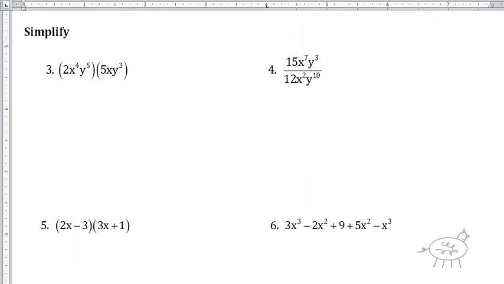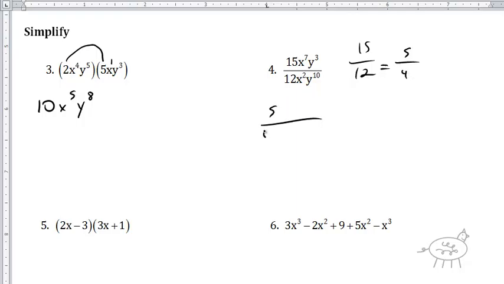This one's simplifying. Remember properties of exponents. When you multiply, you add exponents together. But this guy, make sure it's 2 times 5 is 10. You don't add those together. Those are numbers, like saying just regular 2 times 5 is 10. But now x to the 4th times x to the 1st, put a 1 there if you want, that's x to the 5th. And y to the 5th times y to the 3rd is y to the 8th, because you add those exponents. When you divide, if I just do 15 over 12, you can even use your calculator, but basically 3 goes into 15 5 times, 3 goes into 12 4 times. So that part is 5/4.